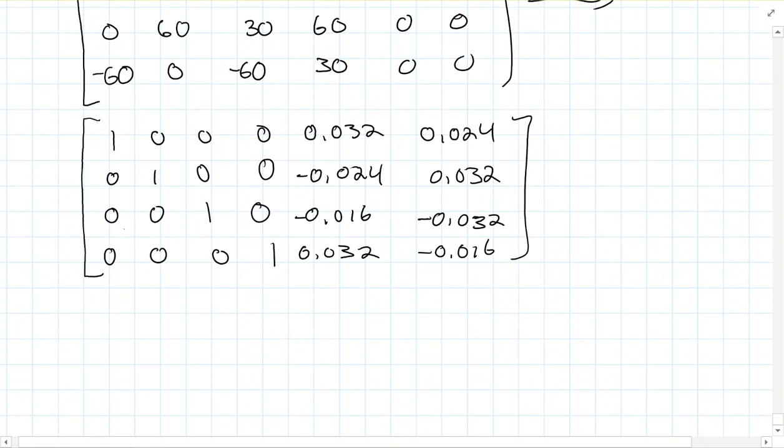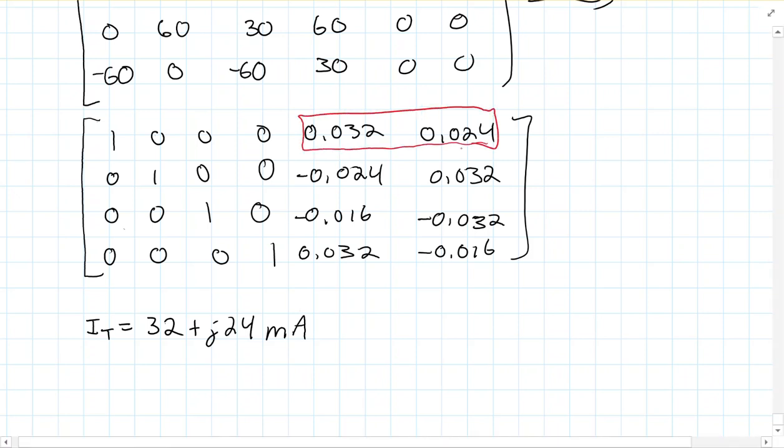Now if you had engineering notation, it would actually put it in engineering notation nicely. And so what this means here is that I test is equal to 32 plus J24 milliamps. And that's coming from here. Then we also have, we don't need it for the problem here, but we also have that I delta is equal to 32, negative 16 minus J32 milliamps. And that's coming right from here.